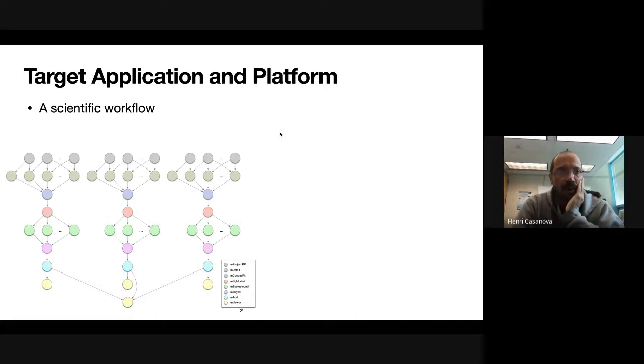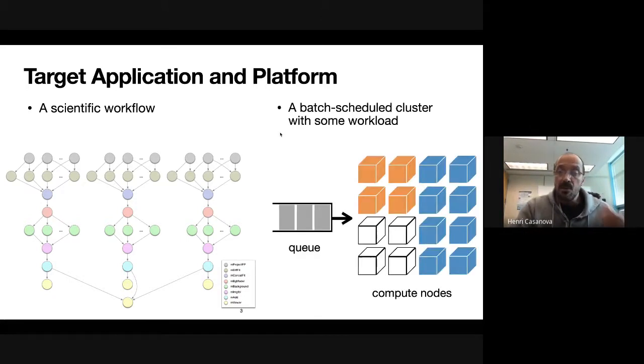So, we have a scientific workflow, which is depicted here on the left. That's actually a workflow from a real application that many of you are familiar with. It's called Montage. It's from astronomy, where every vertex is a task and every edge is a data dependency. And we want to run this application on a batch scheduled cluster with some background workload, meaning there's competition for the compute nodes, and we have to submit jobs to the batch queue. Like everybody here, of course, is very aware of this.